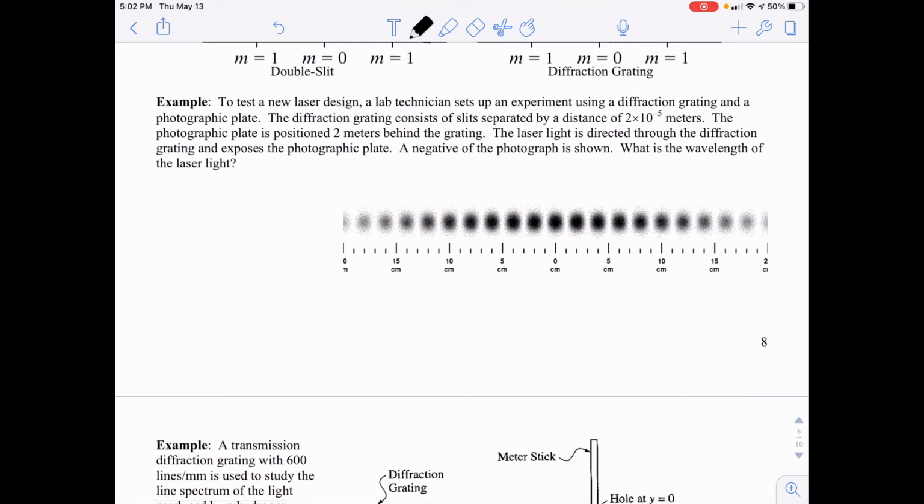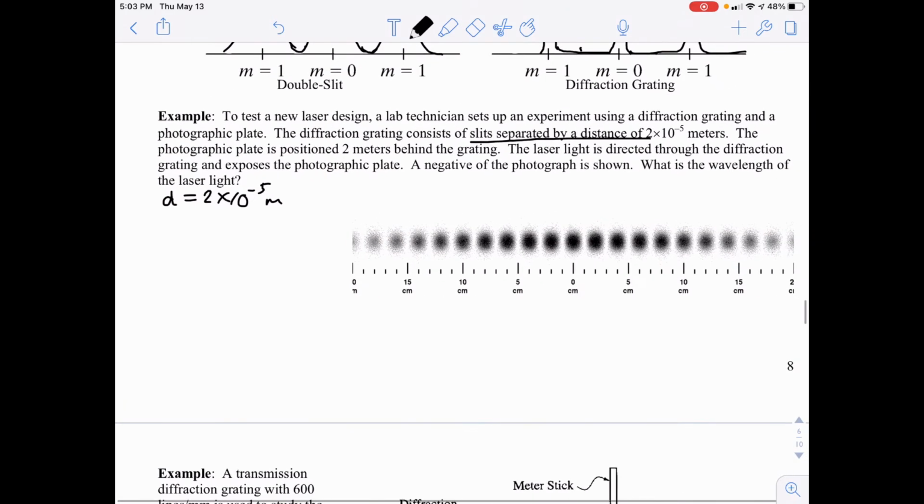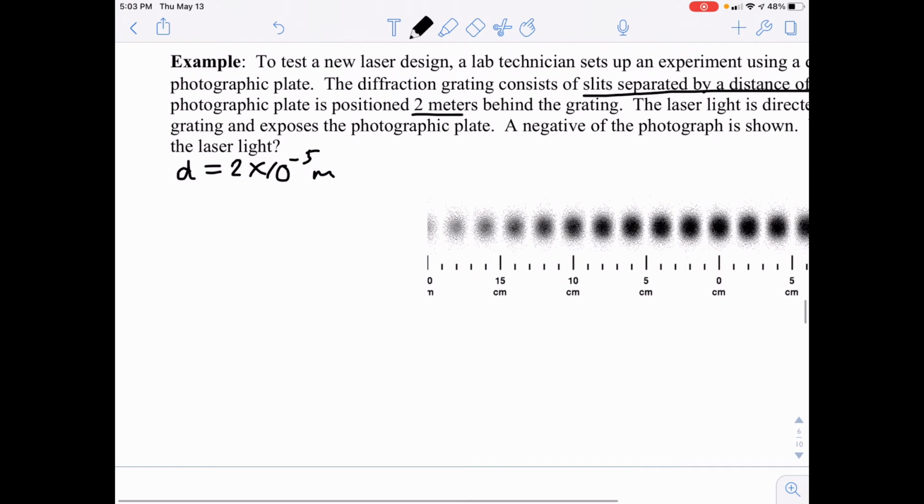In this example, to test a new laser design, a lab technician sets up an experiment using a diffraction grating and photographic plate. The diffraction grating consists of slits separated by a distance of 2 × 10⁻⁵ meters. Let's note that: the distance between the slits, d, is 2 times 10 to the negative 5 meters. The photographic plate is positioned 2 meters behind the grating. Well, that would be L. L is the distance from the slits to the screen.